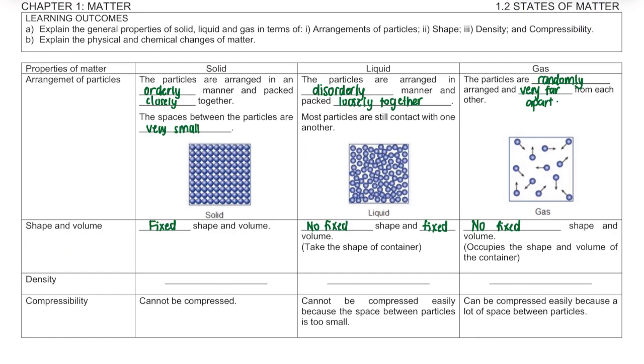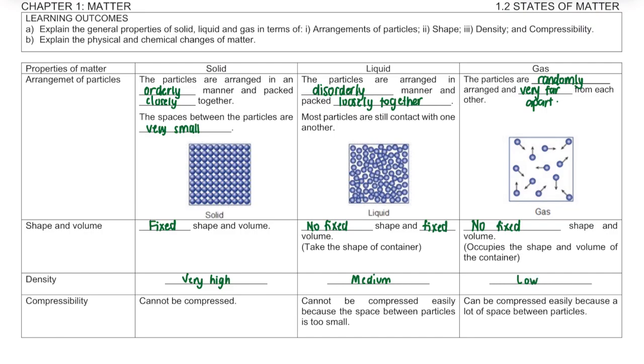Next is density. As we can see from the arrangement of the particles itself, the density of solid is very high, as the particles are arranged very close to each other, hence it will have a high density. For a liquid, the density is medium, whereas for gas, we have a low density.